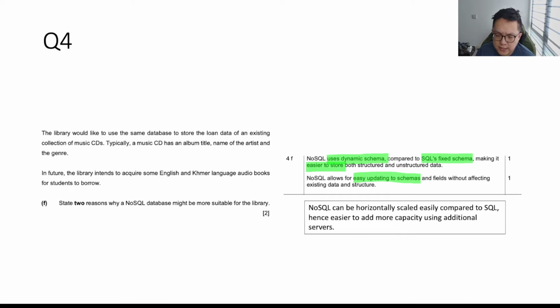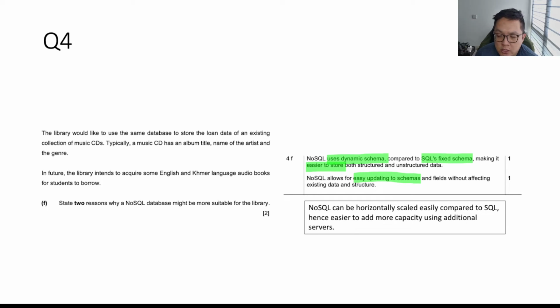For example, let's say halfway through, you're just storing books. Books will have title, author, publisher. But later you want to store CDs, and you want to have genre as well. It's easy to just add one more field inside. It doesn't affect your books as well.